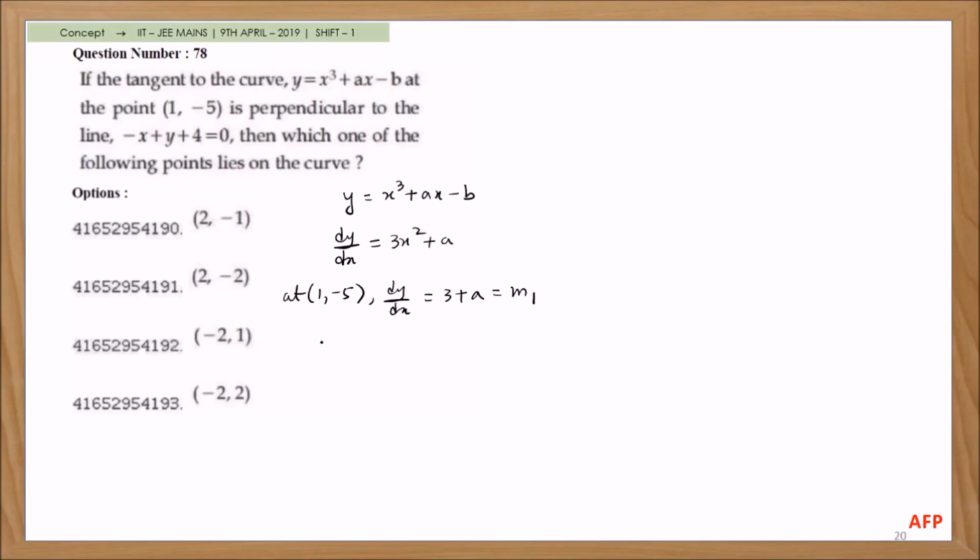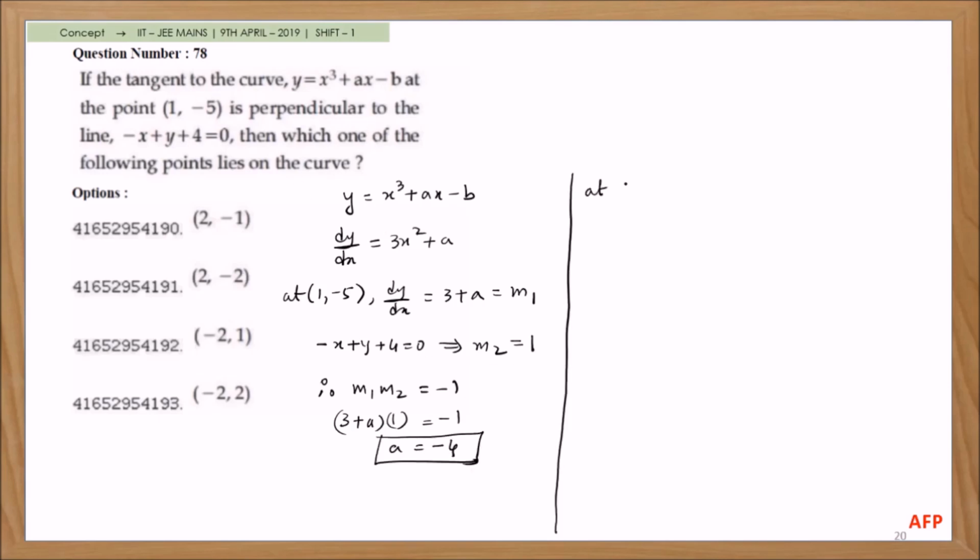So now the line is x plus y plus 4 equals 0. This implies m2, the slope of this equation, so what you got here, you send it to the other side, is 1 there. Okay, so therefore the product of the slopes is minus 1 because they are perpendicular. So (3 plus a) into 1 is equal to minus 1, which is nothing but a is equal to, if you send it to the other side, minus 4 you got.